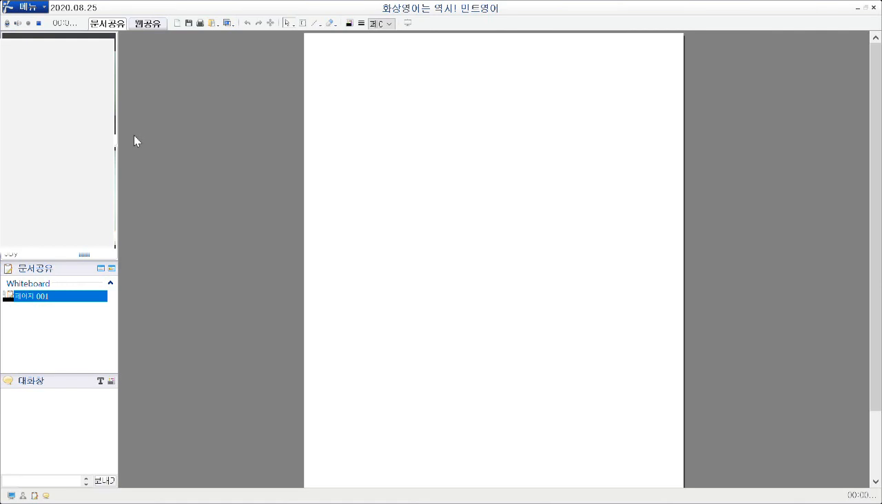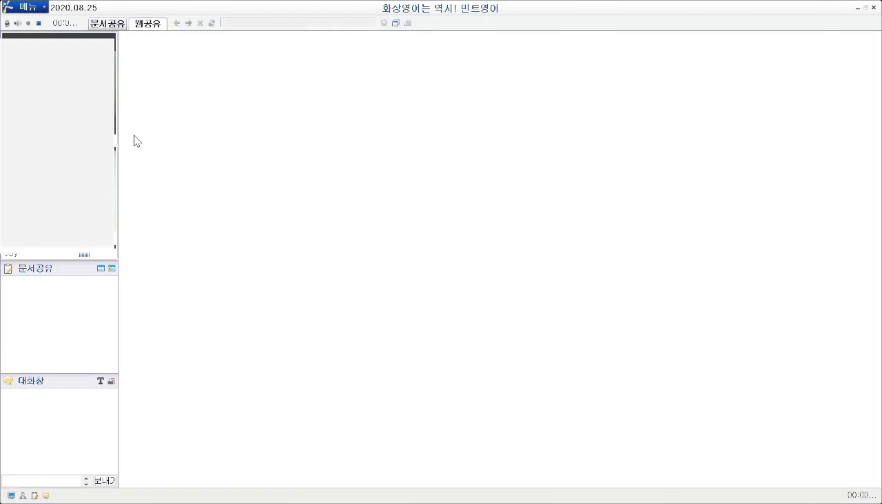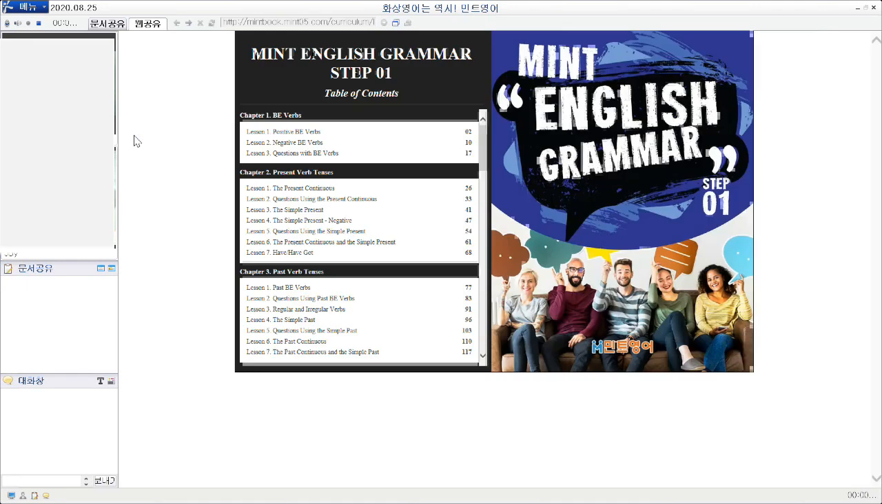I want to study a grammar book. Okay. MEG. This is studying grammar with MEG. I appreciate that. So here is the beginner book. Which one are we going to? Page 100. Wait, please. Sure.